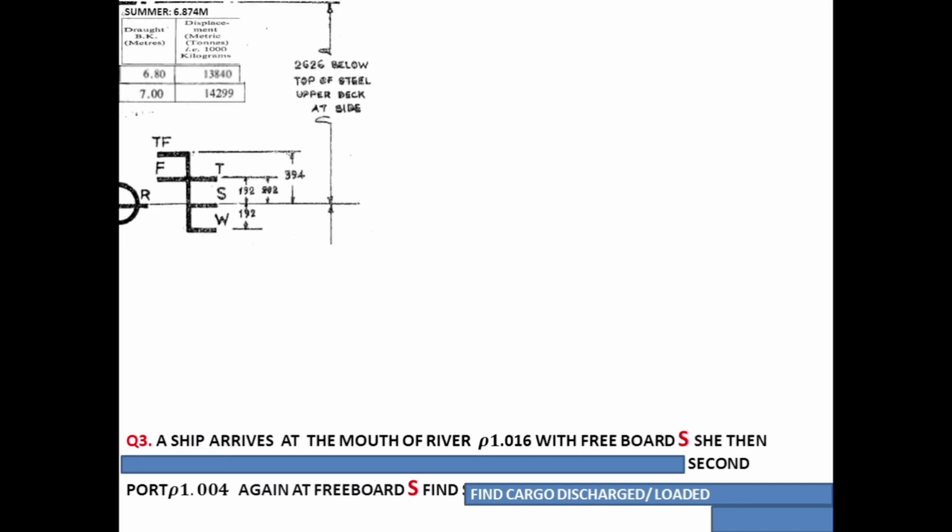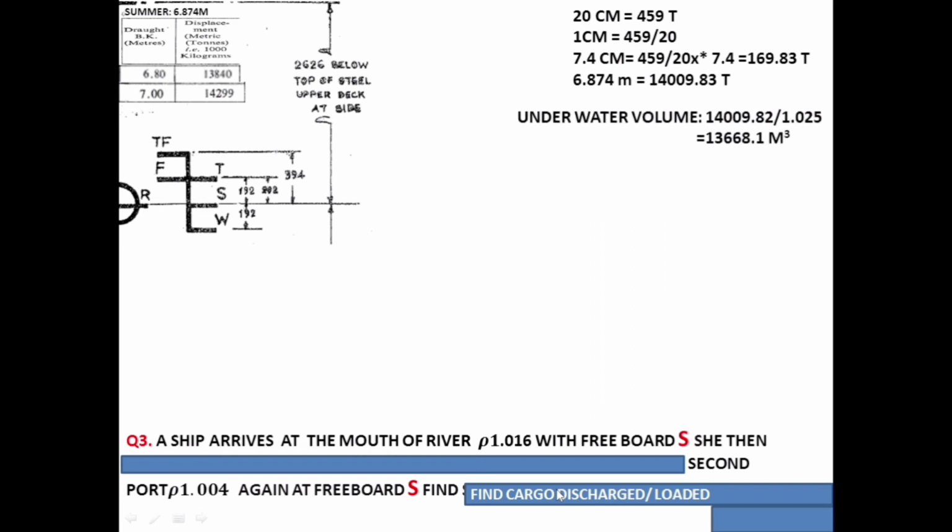I look into my tables that basically my summer draft is this. So whatever my freeboard is going to be, from keel to freeboard minus summer draft, but that I'll come back to later. Here it is given to me that summer draft is this. So I go into the tables, and here both the displacements, 6.8 and 7, are given, and then I try to interpolate for this draft what is given here, and that is my displacement. So what is the underwater volume?